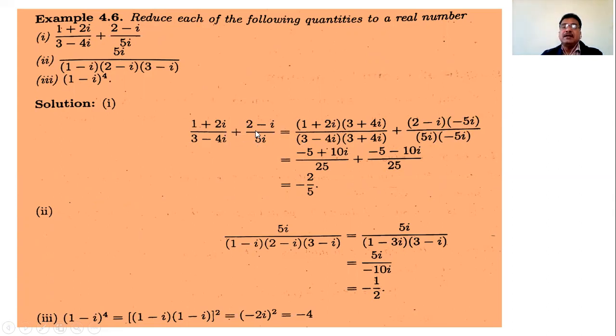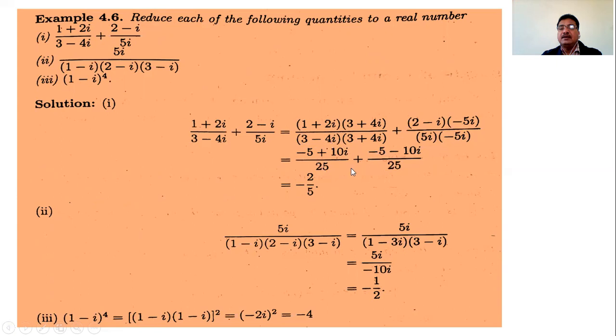Because these two, 2 minus i and 5i, are both complex numbers, and if you have to find the division of complex numbers, then rationalize the denominator. The multiplication of these two brackets is 25, because 9 plus 16 is 25. And then the multiplication of these two is 25 minus 25i square. i square is minus 1, therefore plus 25. And the multiplication of these two brackets is this.